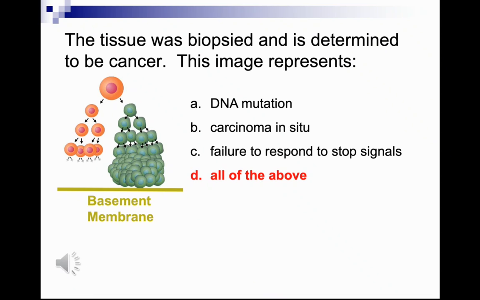If it's cancer, we know that DNA mutation is what causes cancer. All of the cells are sitting above the basement membrane. That makes it carcinoma in situ. Failure to respond to stop signals is a characteristic of malignancy. Remember, cancer doesn't respond to stop signals, and it doesn't require a growth signal.